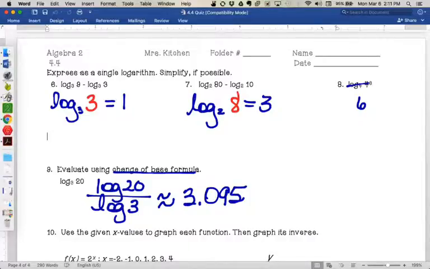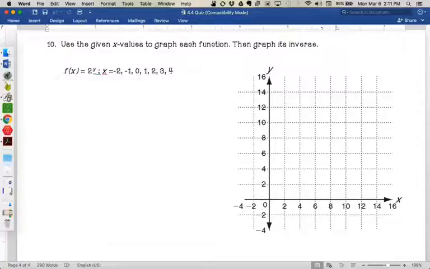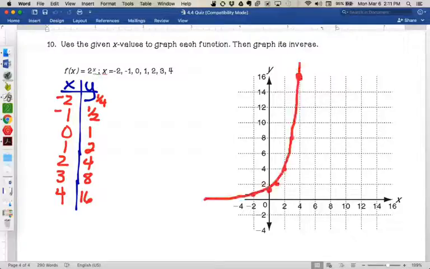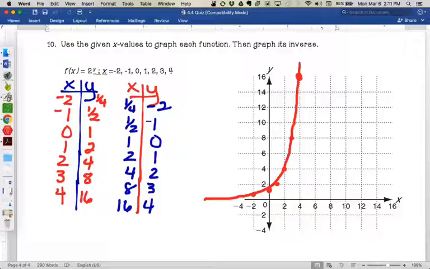Okay, the next question is very similar to question number 3, only I'm giving you the x values and you have to solve for the y values. So here is our function. When I put in all these numbers, I'm going to get different output values. So here they are. I'm going to graph those, and it is exponential. To find the inverse, I'm just going to simply switch my ordered pairs. You'll see how I just switched each ordered pair, and I'm going to graph those, and that answers that question.